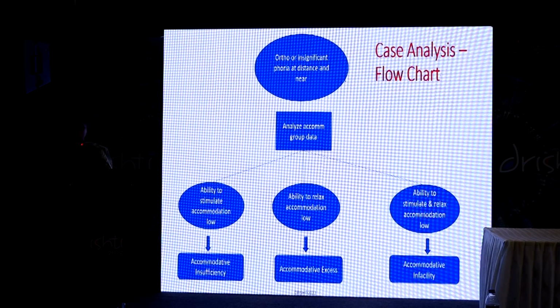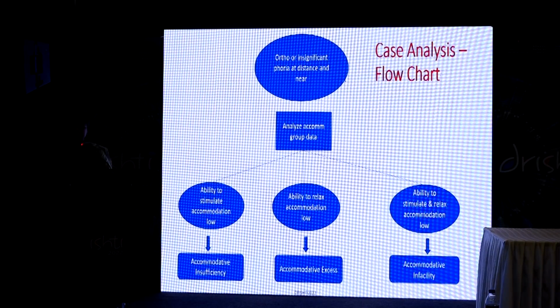Sometimes you encounter that the subject is orthophoric or has very insignificant phoria both at distance and near. Then what will you analyze? You will analyze the accommodation group data. If the accommodative tests that stimulate accommodation show low findings, then it could be a case of accommodative insufficiency. If the tests which show the ability to relax accommodation is low, then it could be a case of accommodative excess. And if the subject shows that the ability to stimulate and relax accommodation is low, then it could be a case of accommodative infacility.